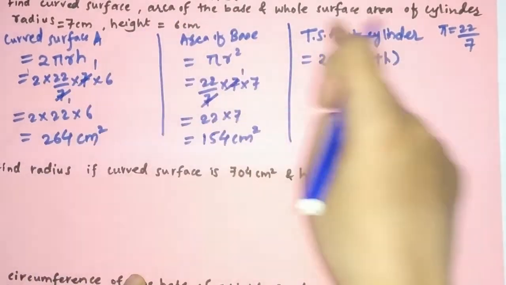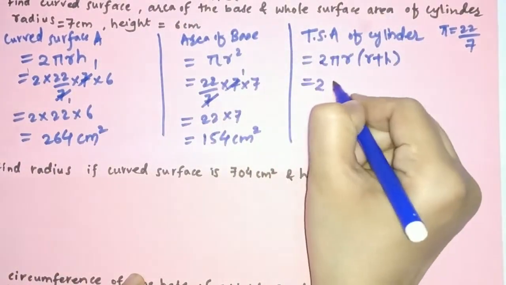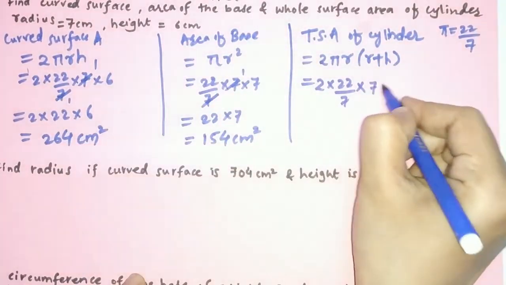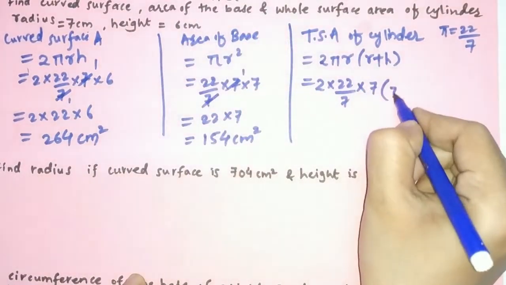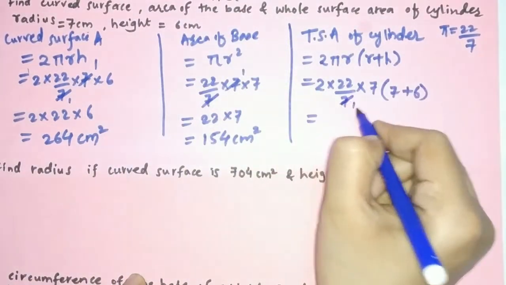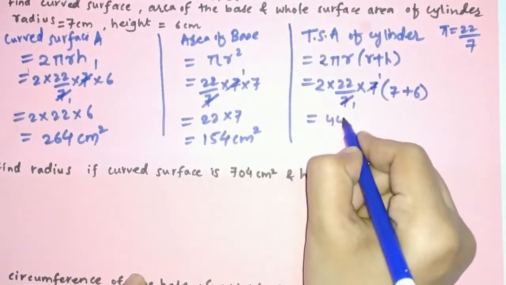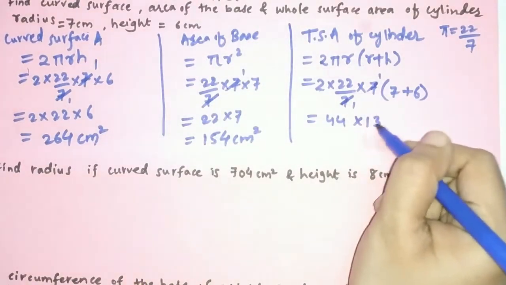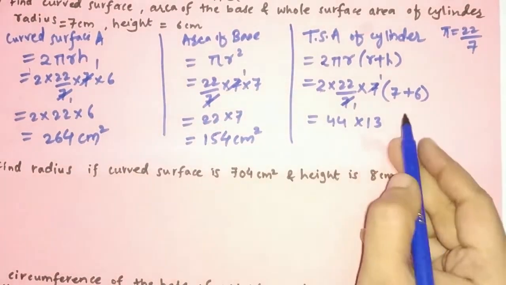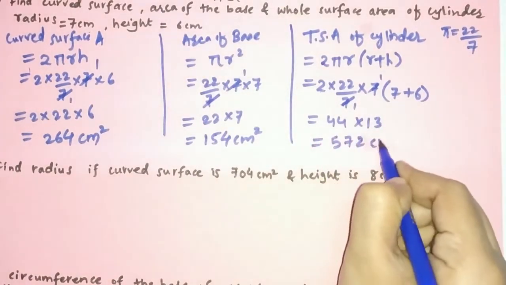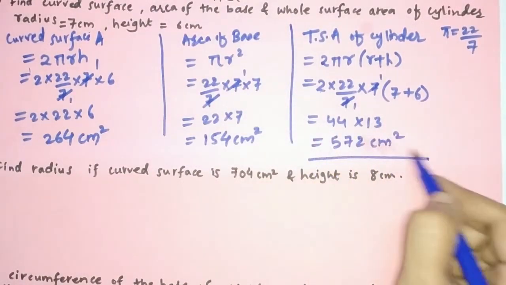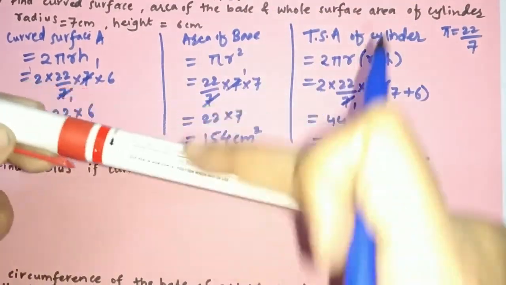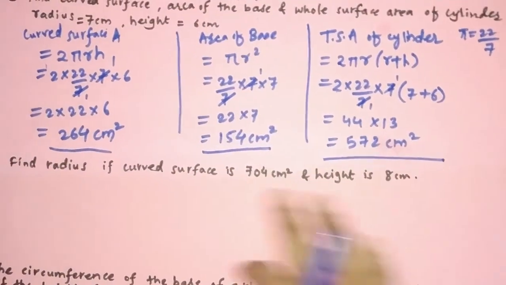And finally, whole surface area of a cylinder is 2 into pi's value 22 upon 7. Radius is 7. And in bracket r plus h means 7 plus 6. So 7, 2 2s are 4, and 7 plus 6 will get 13 here. Okay, so now we have to simplify all this. So we get here 572 centimeter square. So this is whole surface area. This is just area of the base, and this is lateral, or you can say curved surface area. In this way we have found these three.